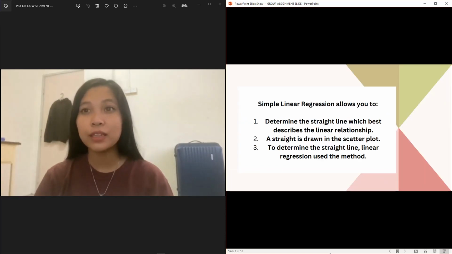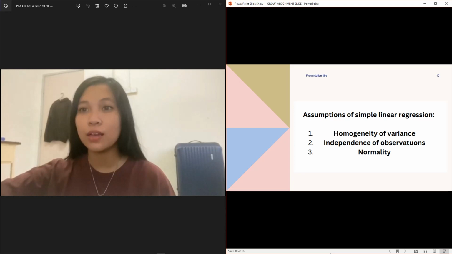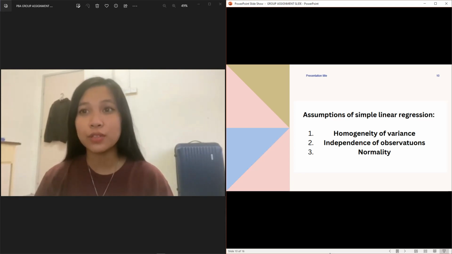Next, simple linear regression allows you to determine the straight line which best describes the linear relationship, as a line is drawn in the scatter plot. Last but not least, to determine the straight line, linear regression uses the least squares method. And the last part is the assumptions of simple linear regression.